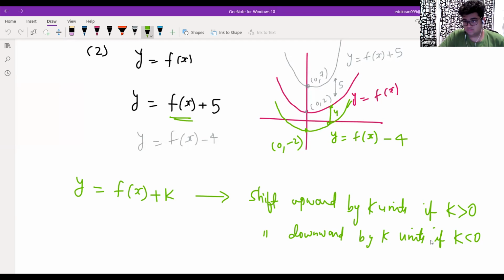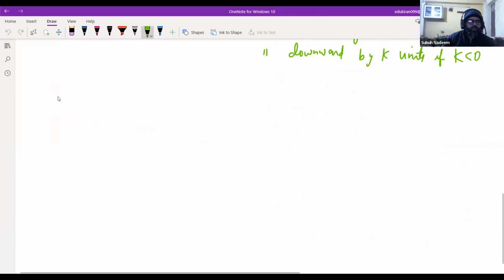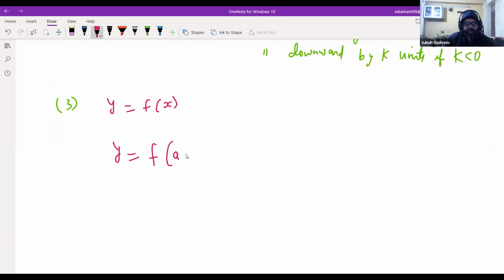Now, this was translation along x and translation along y. The third rule is, if you take y is equal to f of x and you multiply some value a to x, where a can be either greater than 1 or between 1 and 0, so two situations may arise. For example, f of 2x, and here, for example, f of x by 2.